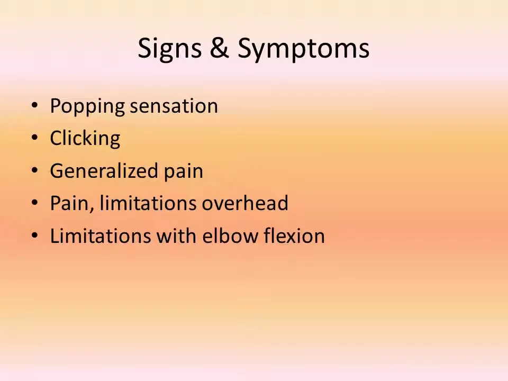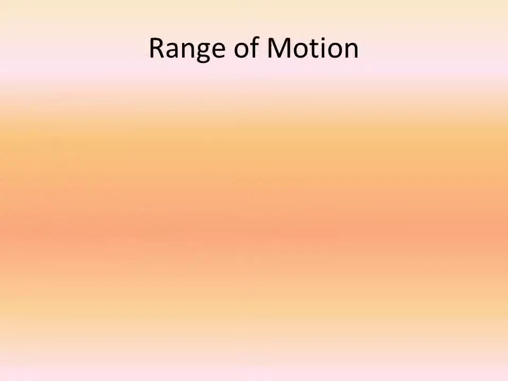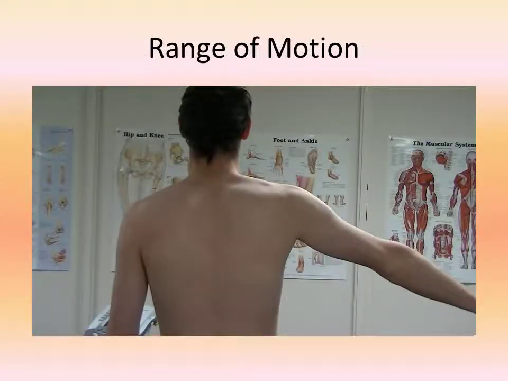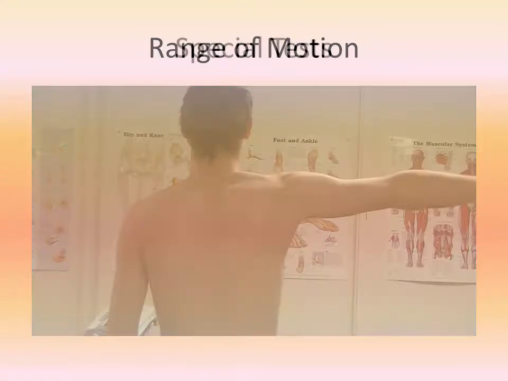During a SLAP lesion, there is very little to see. The patient will complain of a popping sensation in the shoulder, a clicking sensation, and generalized shoulder pain. Pain and limitation is found with overhead throwing and movement during the late cocking phase, where the chief complaint is pain. There's also limitations with elbow flexion in lifting objects. Overhead abduction will be limited, range of motion-wise.